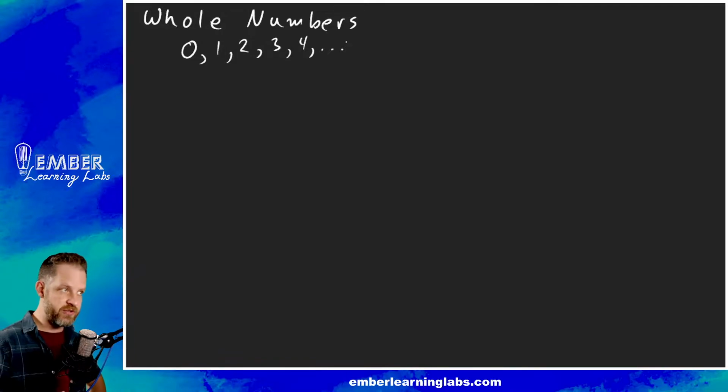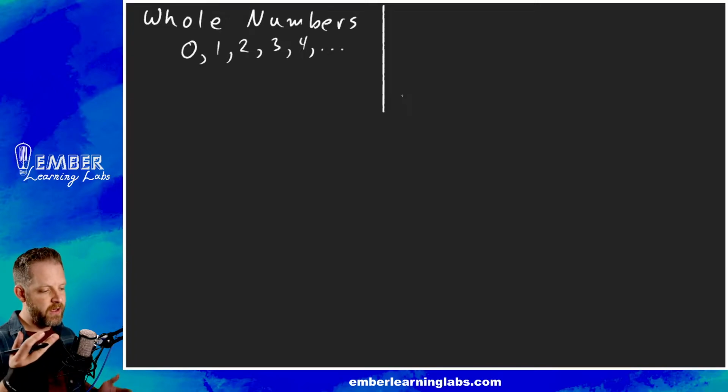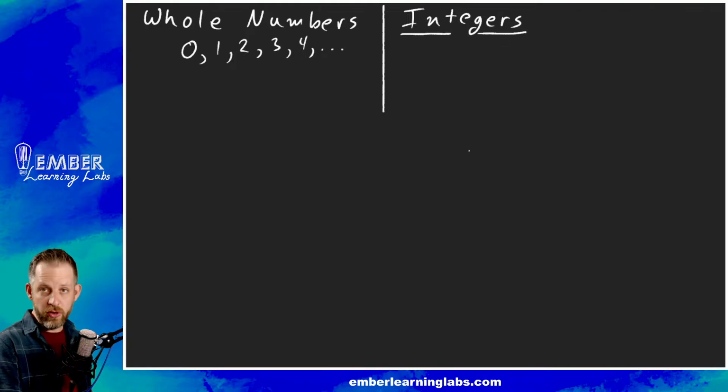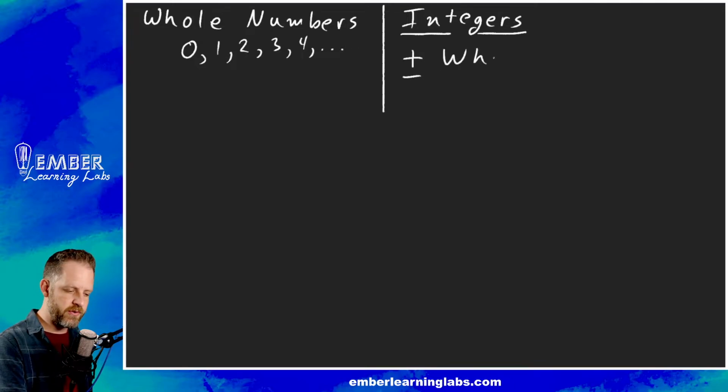Now, integers, on the other hand, are whole numbers, but positive and negative. So integers are positive and negative whole numbers.